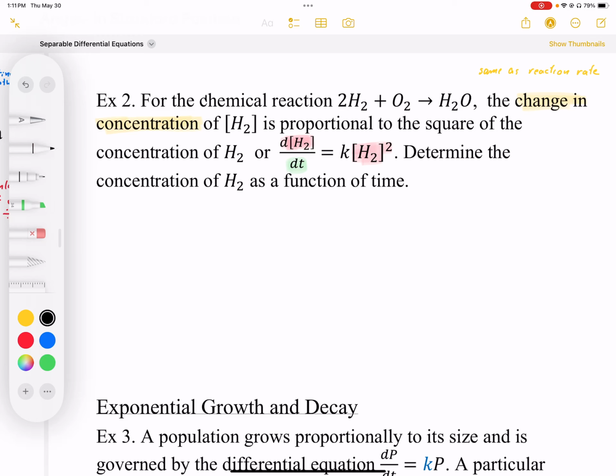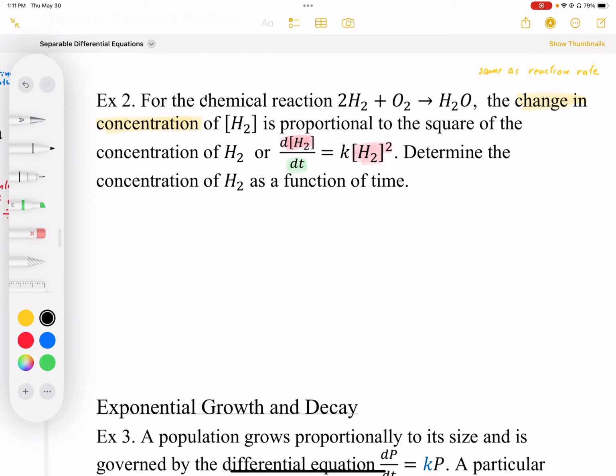This is another chemical reaction problem where we have 2H2 plus 1O2 is combusted into H2O. So this is a combustion reaction of hydrogen and oxygen forming water. And for this chemical reaction, the change in the concentration, which is the reaction rate, the change in concentration of H2 is proportional to the square of the concentration of H2. So this is a fairly typical chemistry problem.